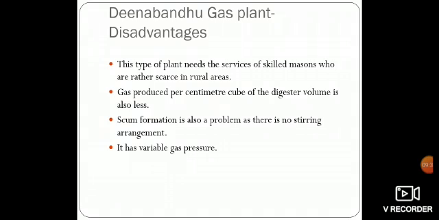So here we have understood about the Janta biogas plant and the Deenbandhu gas plant, which are fixed dome type biogas plants. In continuation, we will understand floating gas dome biogas plants in the next session.